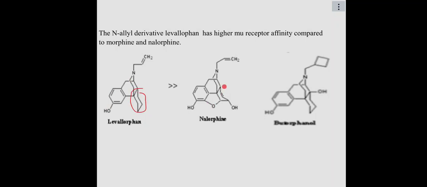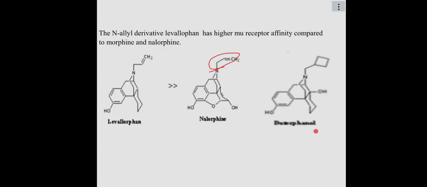You can see it when you look at nalorphine, that's what we are calling the boat conformation. And once we put the chair conformation, the resultant molecule has better interaction with the opioid receptor. So we are saying, therefore, levallorphan has much higher activity than nalorphine, as we have seen. That's the structure of nalorphine. Nalorphine is just morphine where the N-methyl group has been replaced with an N-allyl group.